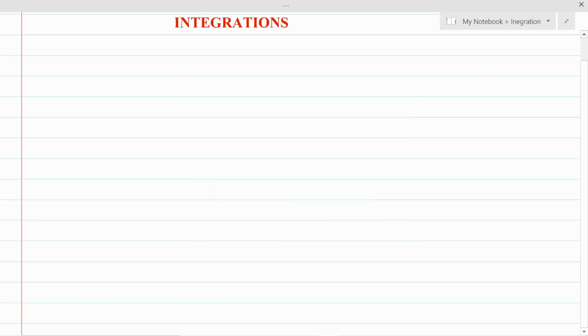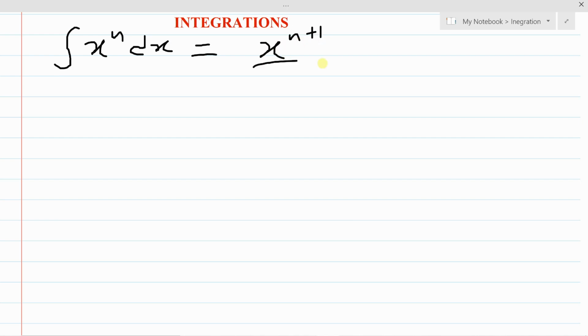Alright, so let's take an example. Let's write the integral definition first. The integral of x to the n dx is equal to x to the n plus 1 over n plus 1 plus c. So let's look at this situation where we don't have any limit on our integrals.